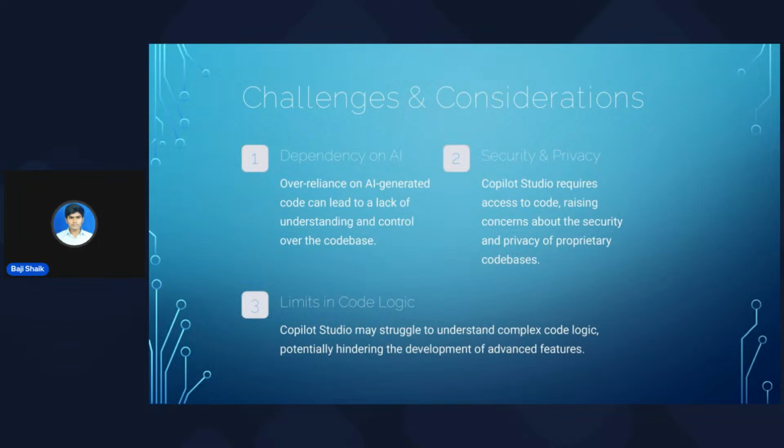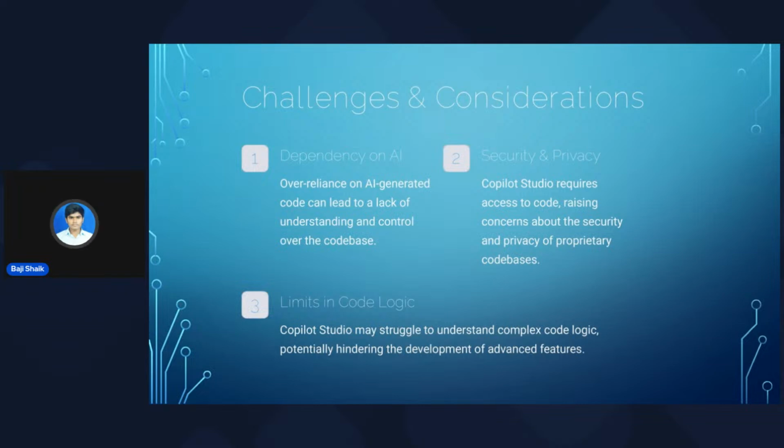Coming to the third one, limits in code logic. Copilot Studio may struggle to understand complex code logic, potentially hindering the development of advanced features. As I said, if you have any confusion in your code, just give it to the Copilot and it will resolve it. But it also has some limits. If you give more complex code logic, sometimes it gets confused if you're not giving specific constraints or specific requirements in your code logic.